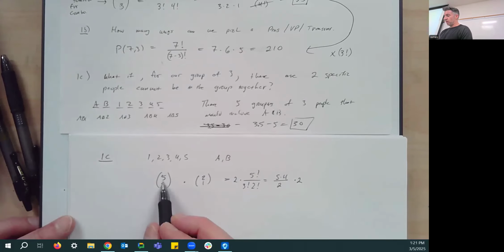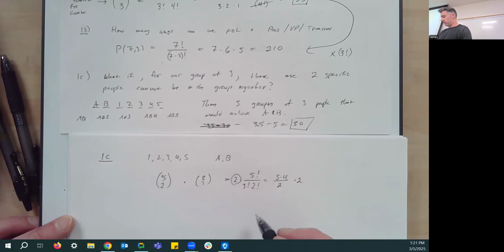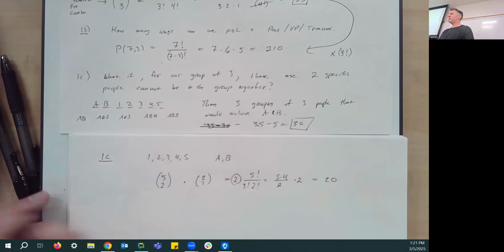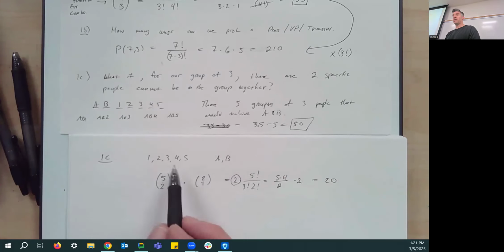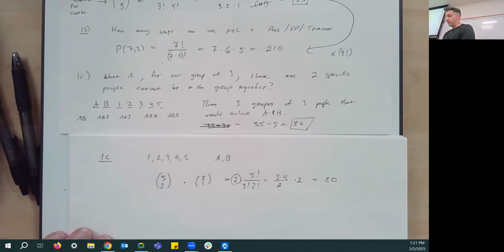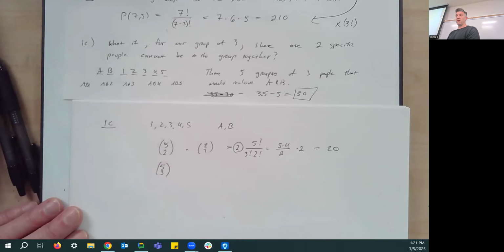So 5 choose 2 times 2 choose 1 is going to be 2 times 5 choose 2, which is going to be 20 divided by 2 times 2, which is going to be 20. Wasn't the answer I got? Oh, I forgot something, right? I don't have to have person A or B. I could have just 3 of these folks over here. And 5 choose 3 is also equal to 10.